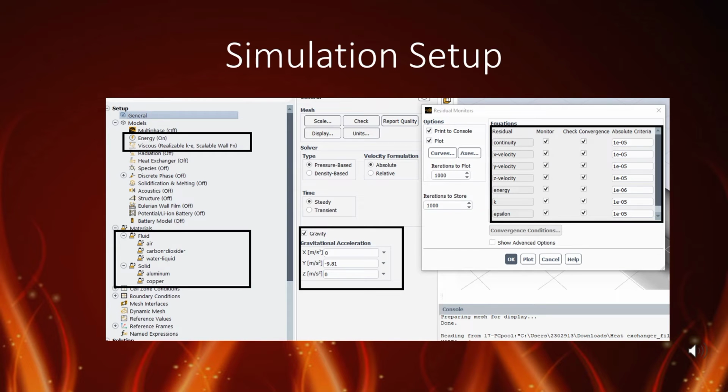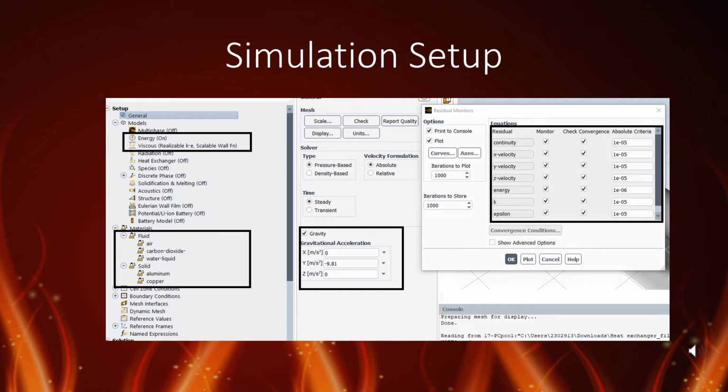We simulated the steady-state solutions and transient solutions for both the co-current and counter-current configurations to try and determine the optimum heat exchanger configuration. The simulations were done on ANSYS Fluent with the following settings. Energy was put on, gravity was set to negative 9.81, the realizable k-epsilon viscous model was used, and all residuals were set to 1 times 10 to the negative 5 to have good convergence results. These settings were common for both the steady-state and transient solutions.